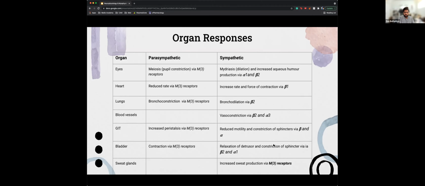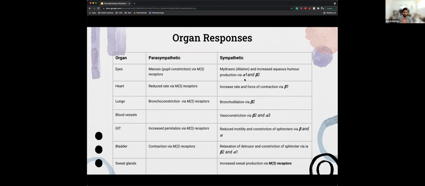Now, this is probably the more important table to remember. It's basically the receptors and also what each does. So in the eyes, if we activate the parasympathetics, we will cause miosis, which is pupil contraction, via the muscarinic 3 receptors, or the M3 receptors. Whereas the sympathetics will cause dilation via the alpha 1 and the beta 2.